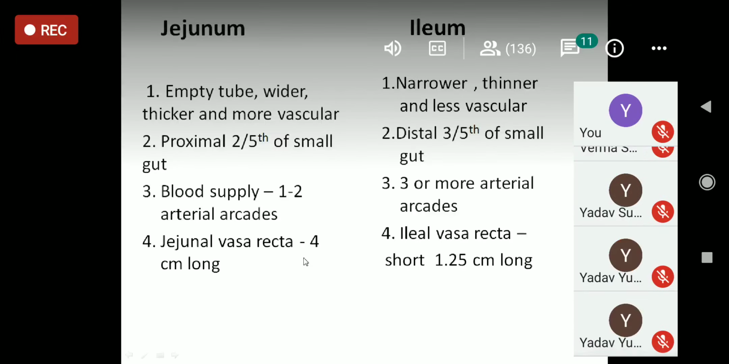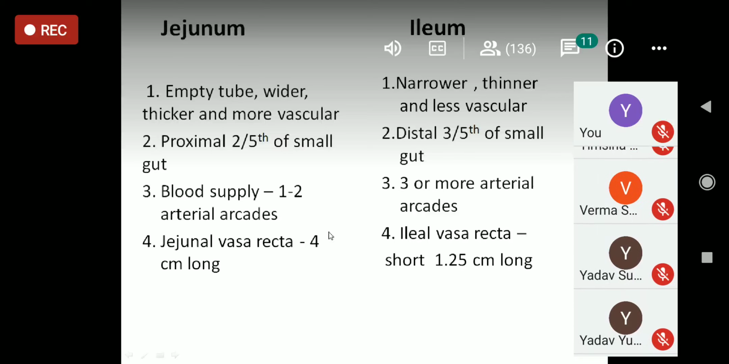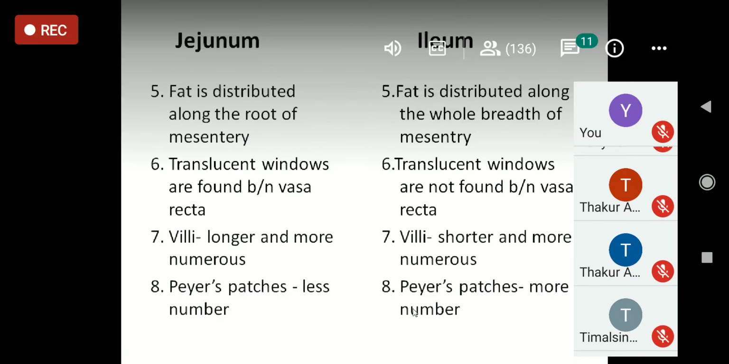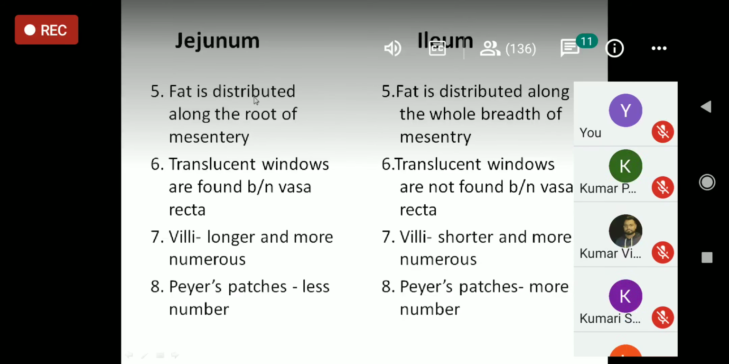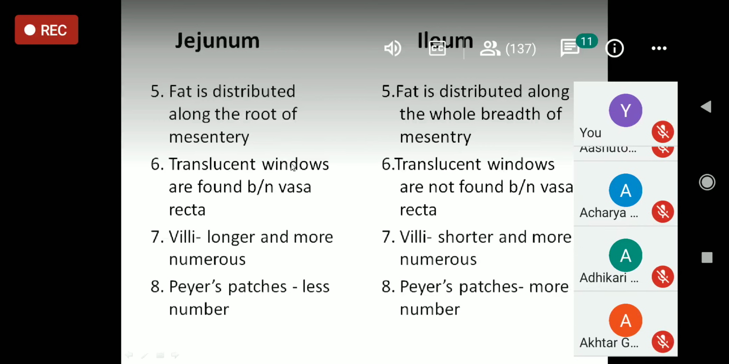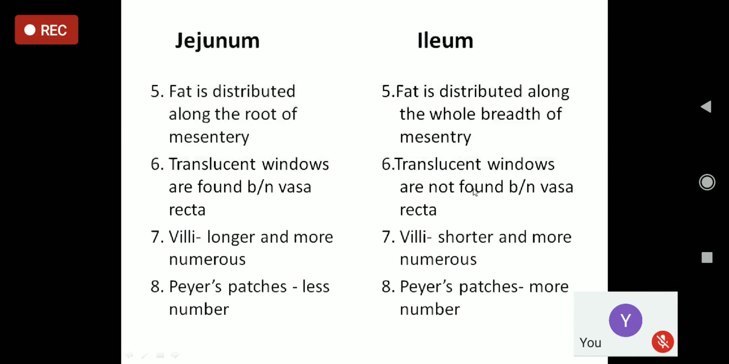Now, the jejunal vasa recta is 4 centimeter long, whereas the ileal vasa recta are short. It measures only 1.25 centimeter. In the jejunum, the fat is distributed along the root of the mesentery. That's why you'll find translucent windows between the vasa recta. But in the ileum, the fat is distributed along the whole breadth of the mesentery, so you will not find the translucent windows in the ileum. This is very important.